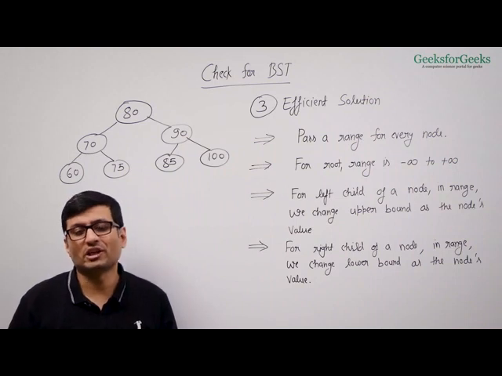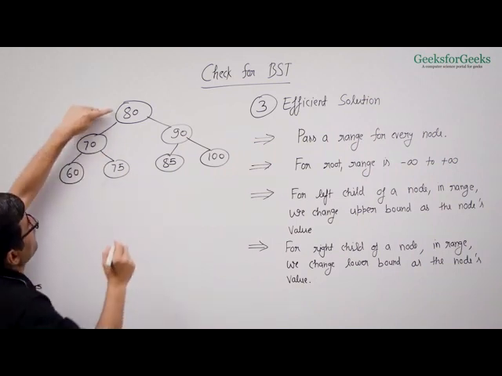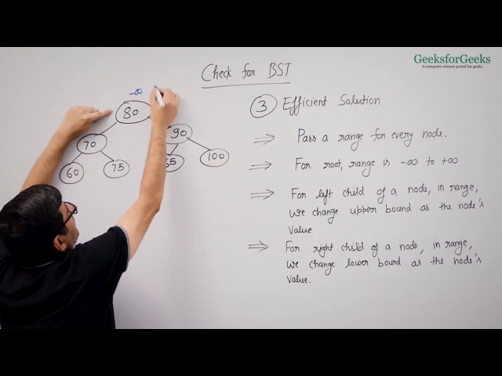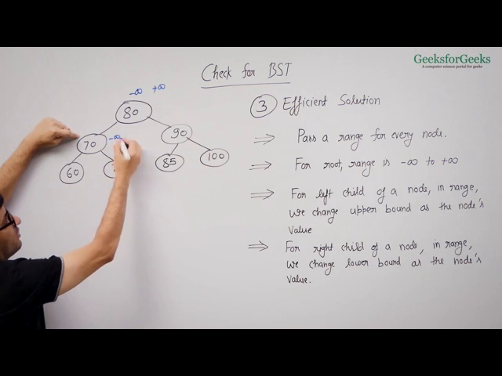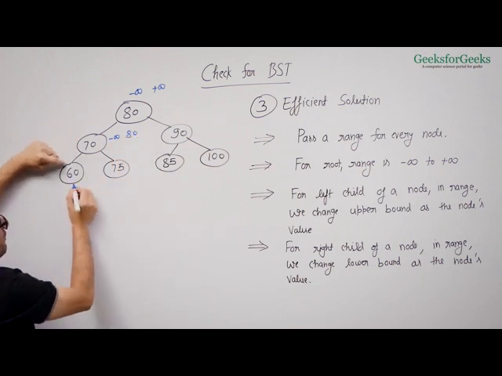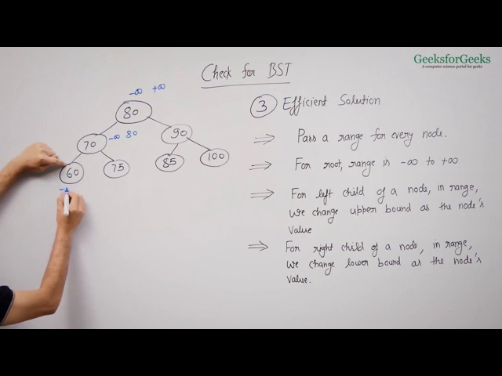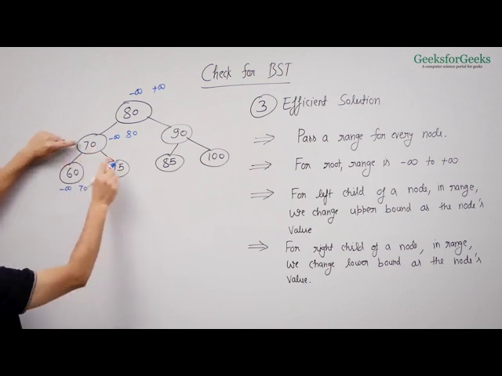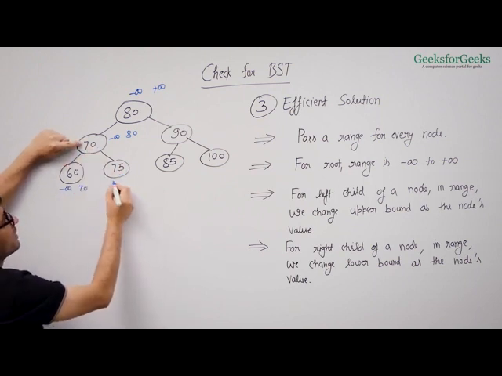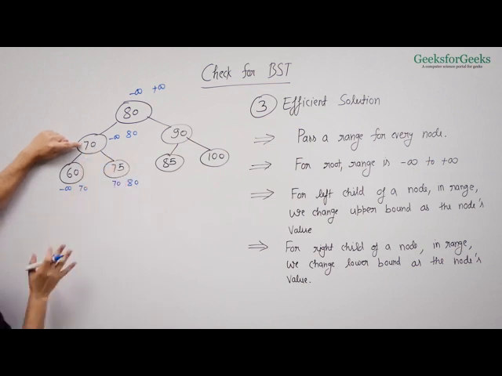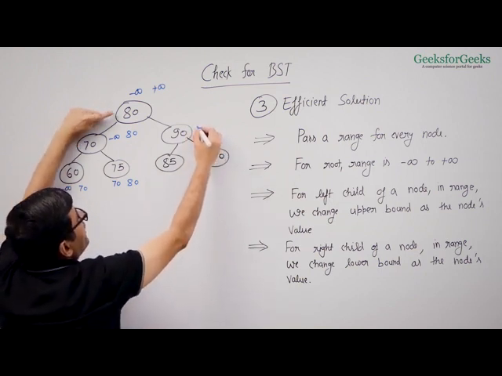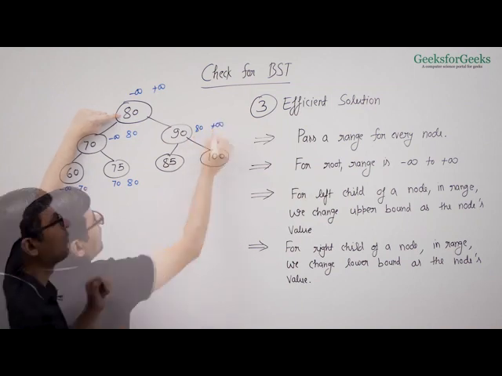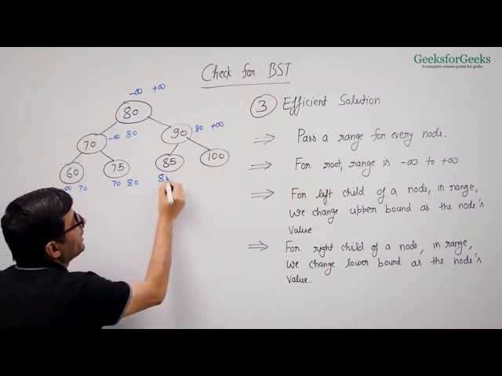Let us do one more example to understand it. For root, our range is from minus infinite to plus infinite. When we go to the left side, the range is from minus infinite to 80. When we go to the left of it, our range is from minus infinite to 70. When we go to the right of it, our range is from 70 to 80. And we can notice that every node is falling within the range, so we don't have any issue so far. When we come here, our range is from 80 to plus infinite. When we come here, our range is from 80 to 90.